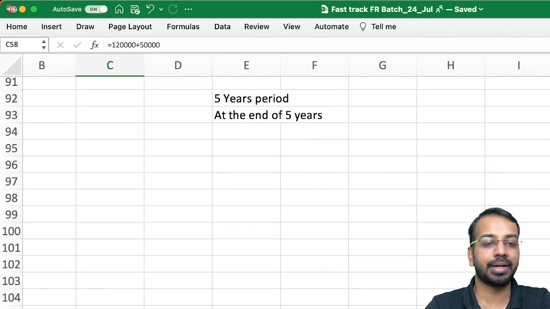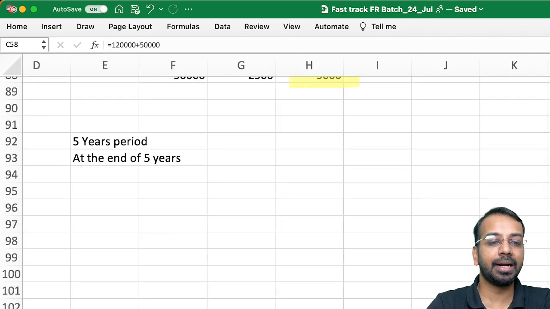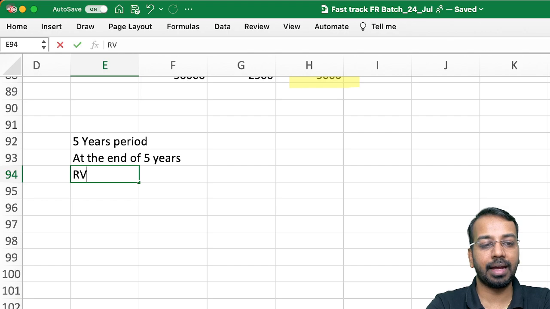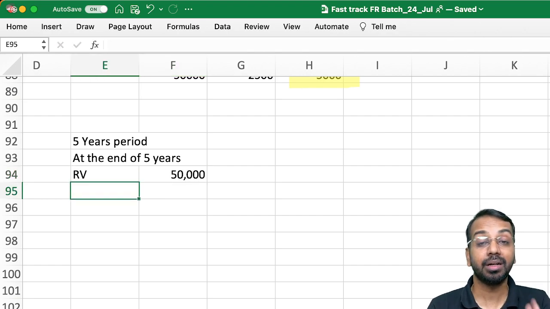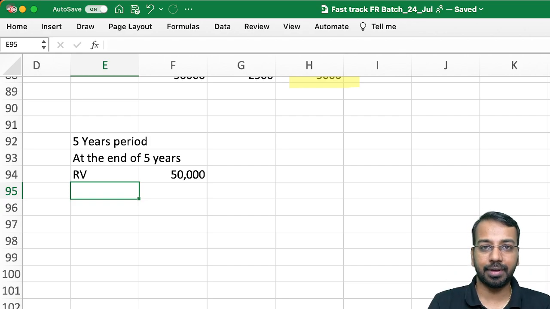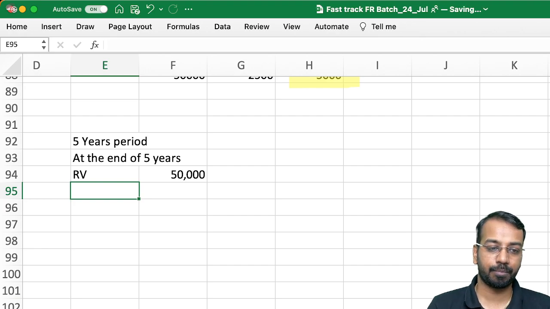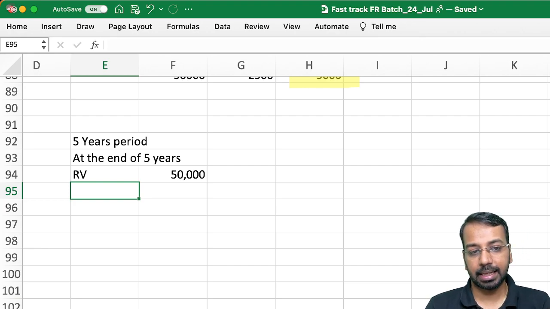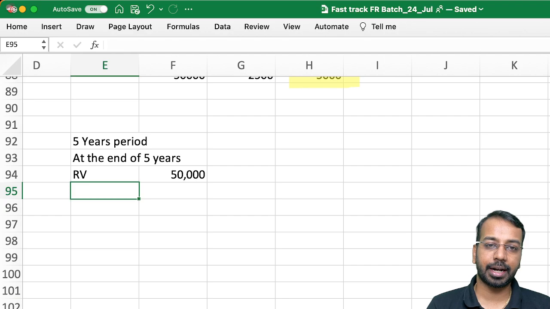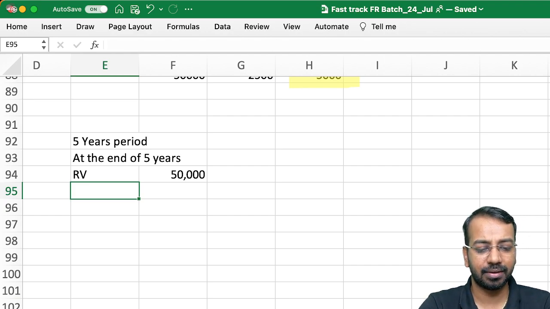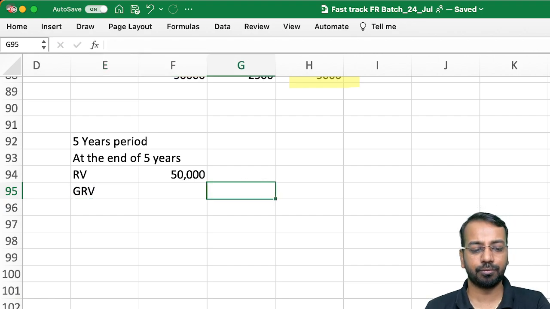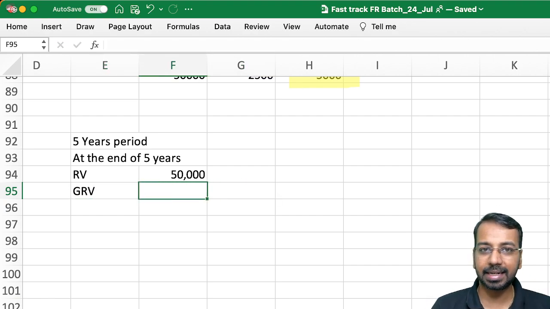150,000 is the estimated residual value. So at the end of 5 years, the residual value estimate is 50,000. Now this is an estimate made by the lessor. He says, okay, after 5 years, when I get back the car from the lessee, I will get 50,000. Now, sometimes as a part of the contract, the lessee gives some guarantee to the lessor, which we call guaranteed residual value. You can note it down also. Now, what is this guaranteed residual value?